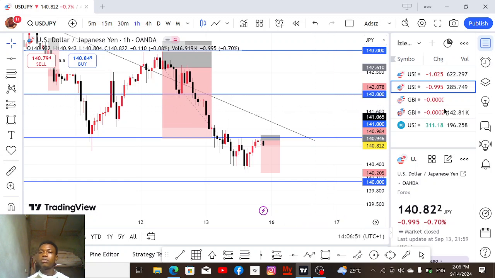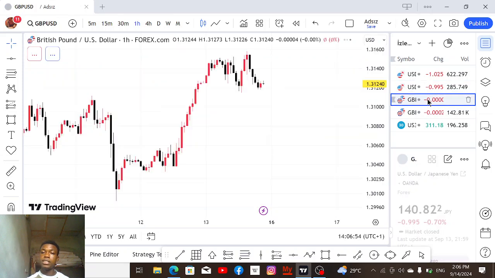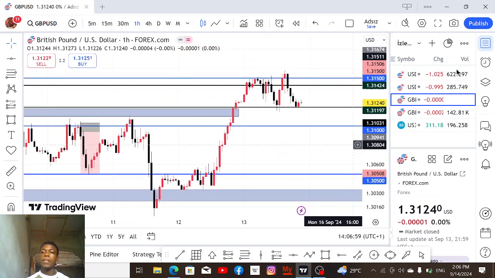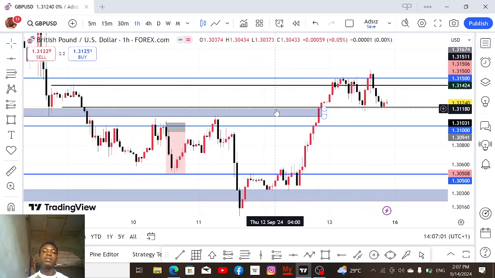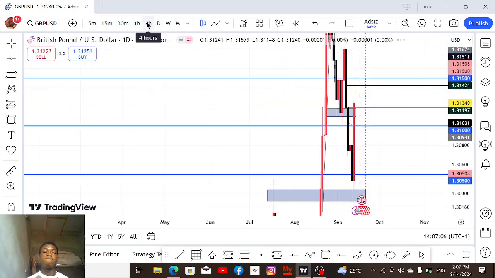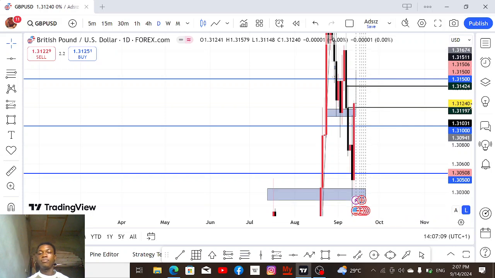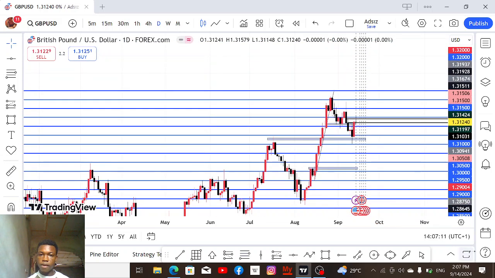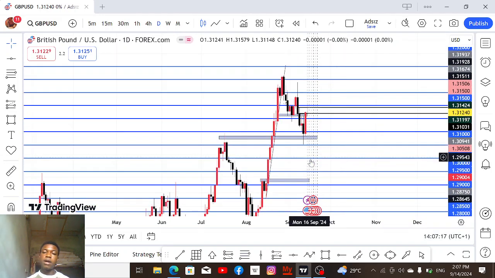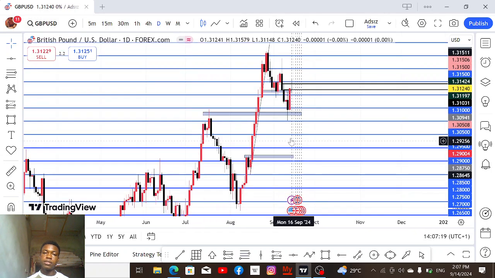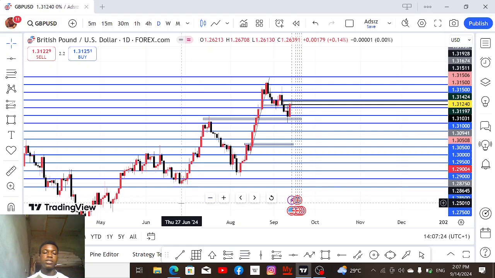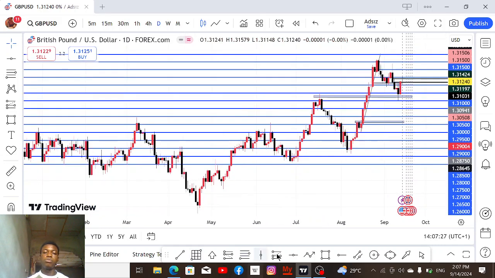Then GBPUSD. We're looking for a buy. Let me tell you why. I think I told you guys already. I said we're looking for a buy, right? The reason I am looking for a buy is that there are confirmations already. You look at it, you can see this market is in an uptrend because we already have this.